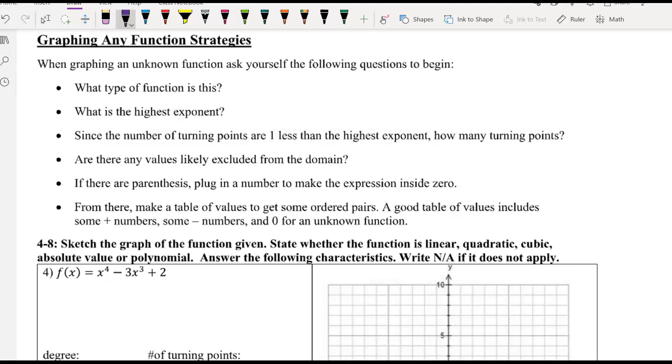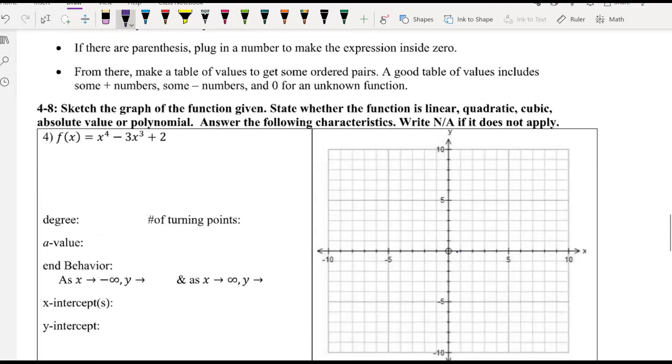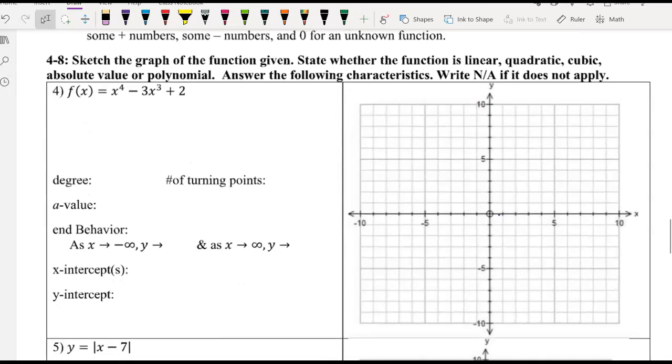Are there values that cannot be in the domain? That means, are there going to be holes? If there are parentheses, plug in a number to make the expression inside 0, meaning that we want to see what the x value could be or what the x-intercept could be. From there, make a table of values to get some other ordered pairs if it's not enough for you to graph.